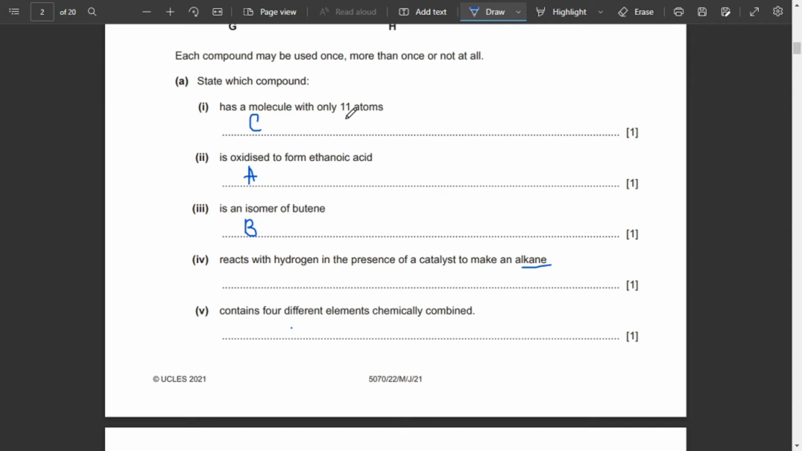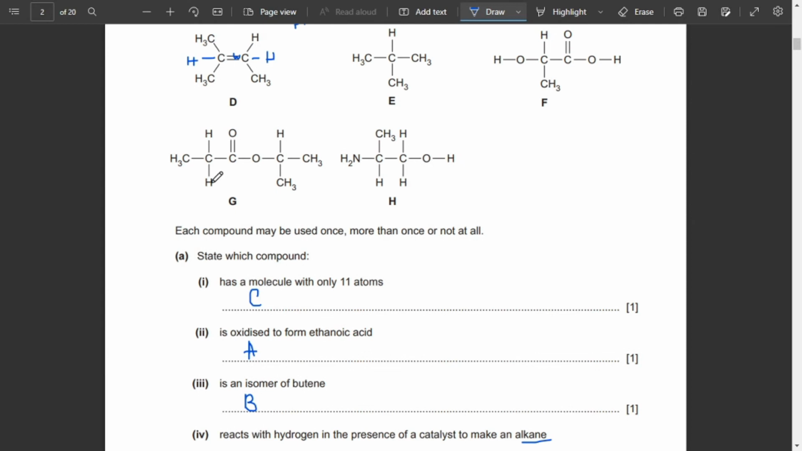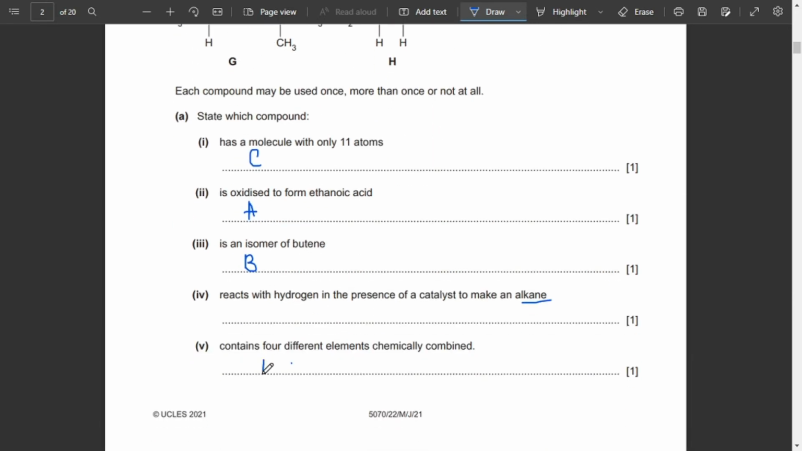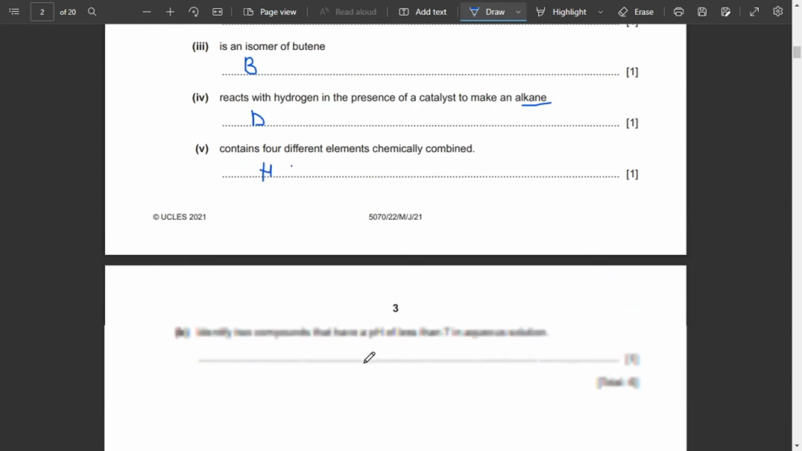However, over here we are talking about different elements chemically combined, which means we have hydrogen, we have carbon, which makes two, three. We have nitrogen 1, hydrogen 2, carbon 3, oxygen 4. So the answer for this is H. And the answer for this was D. Right, so this is how we are going to do this. We are done with question number 1.